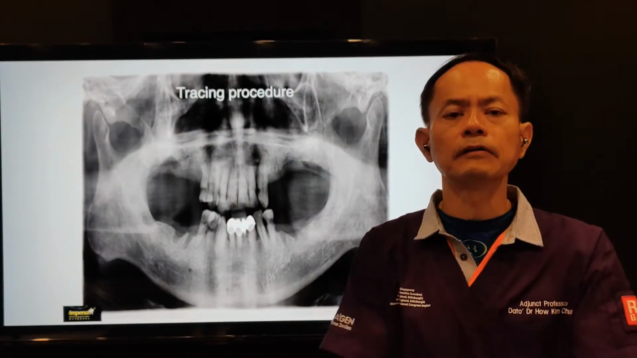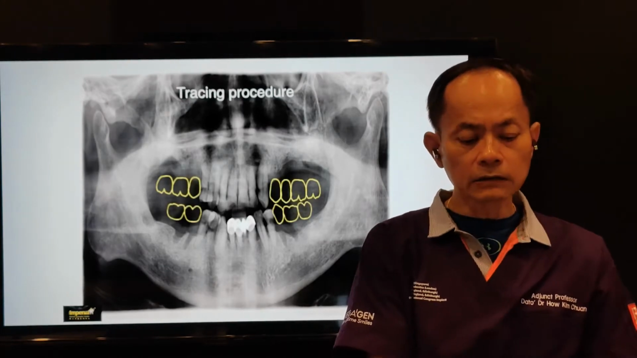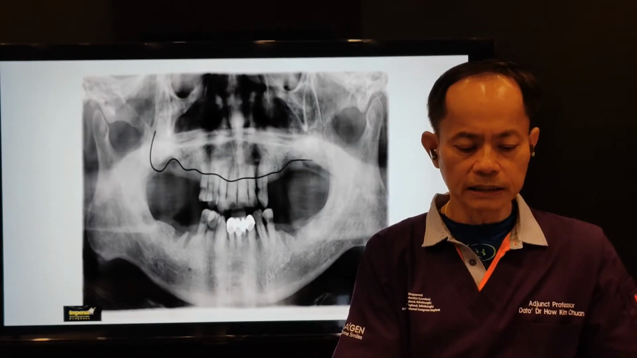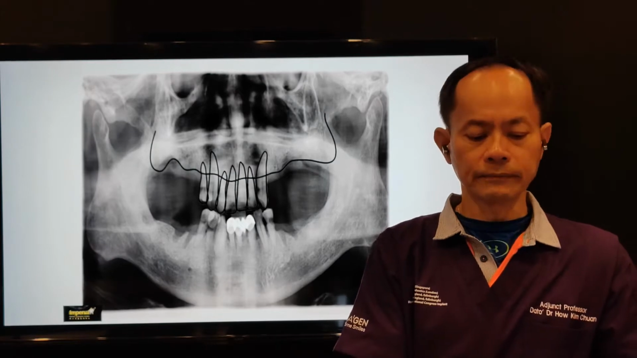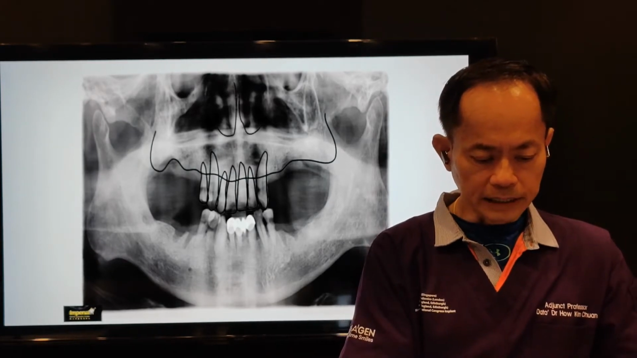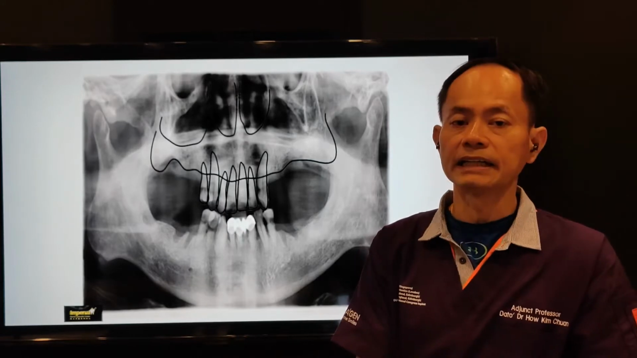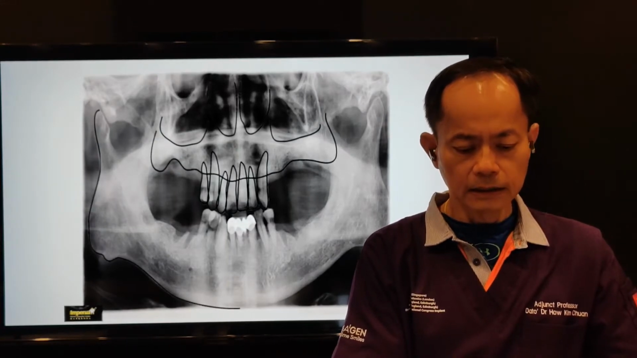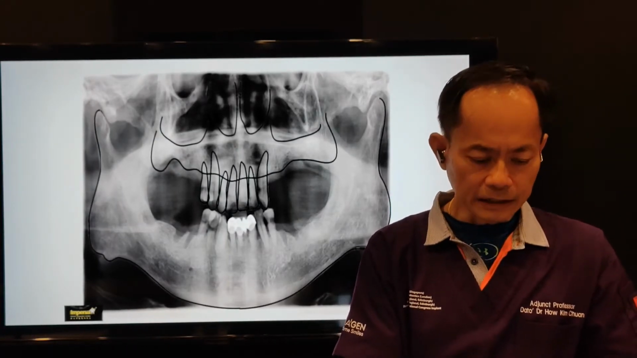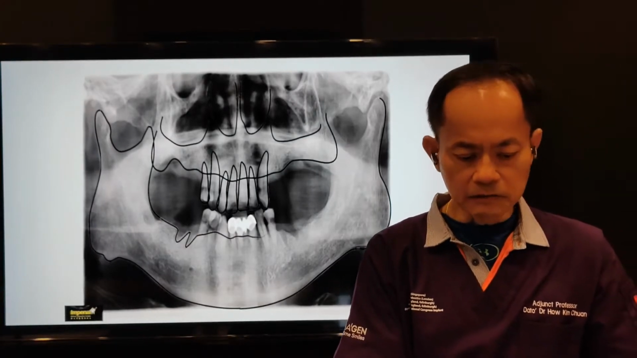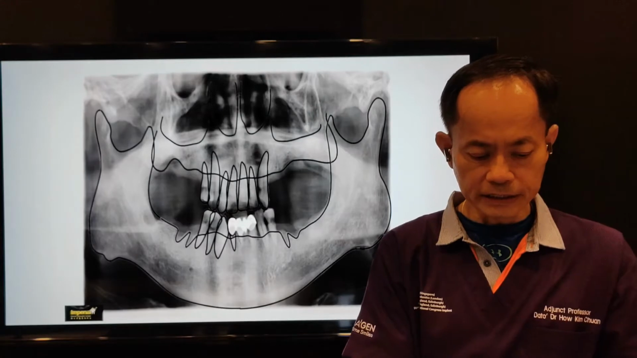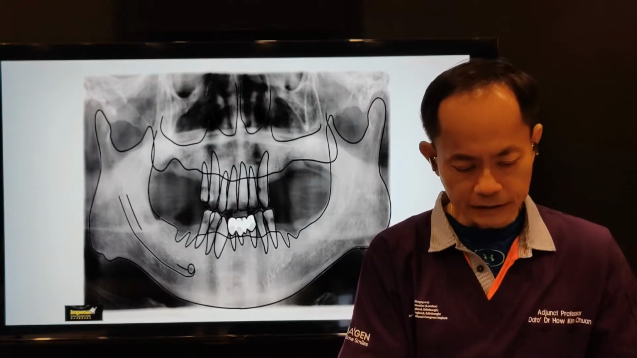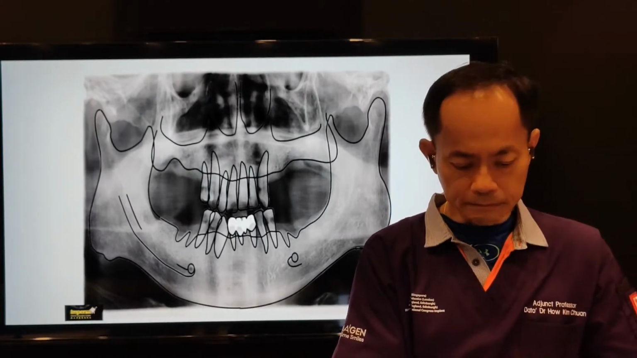This is an example of a 2D X-ray. What we used to do is trace it out. We put some teeth there, then trace the jawbone and the teeth, and following that we trace the sinus. Then we trace the jaw outline, then the lower jawbone, and then the lower teeth. Then we trace the nerve, and after that we also trace the blood vessel.